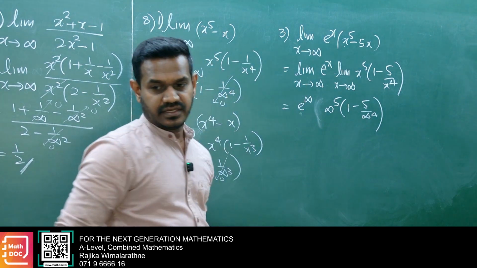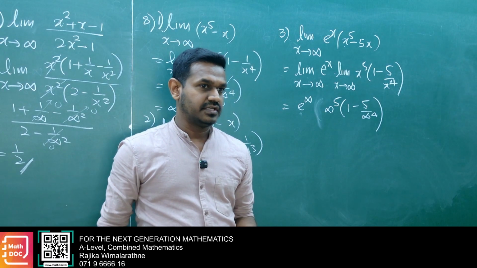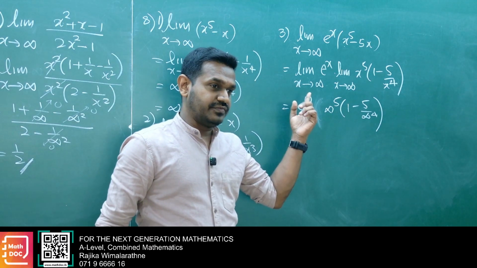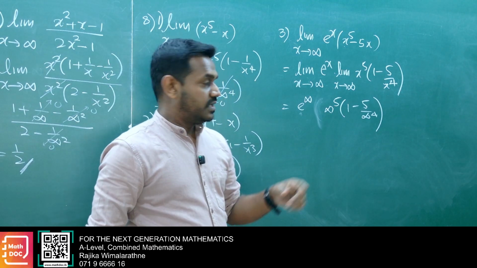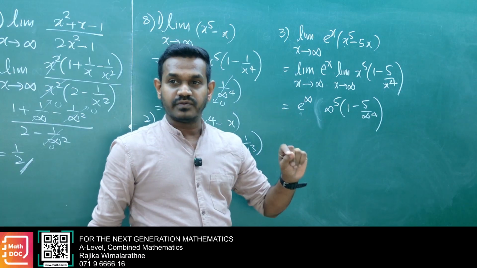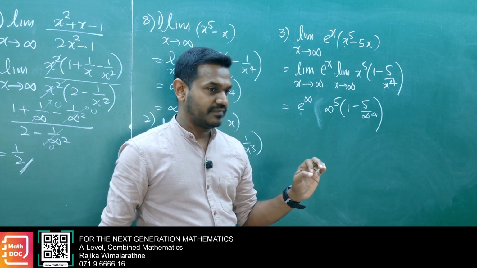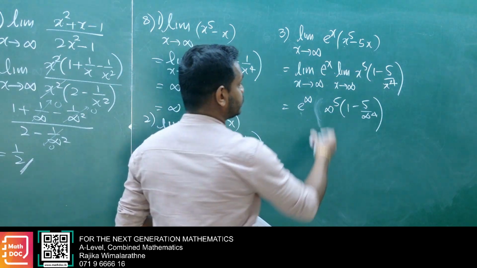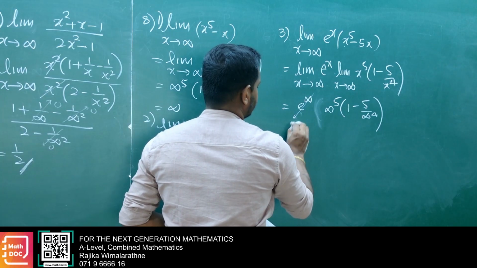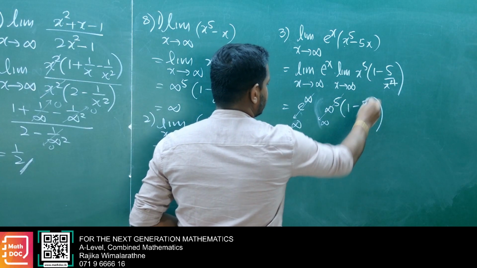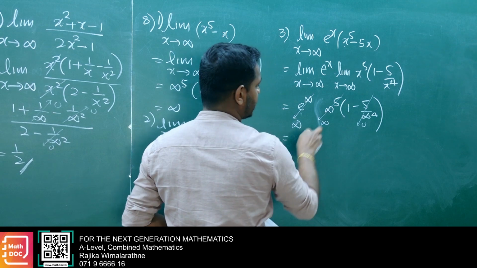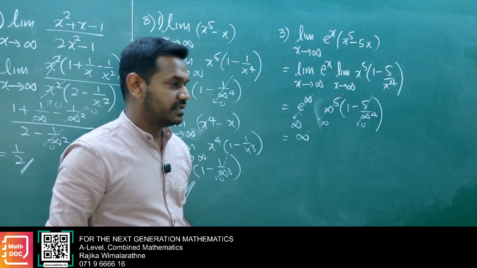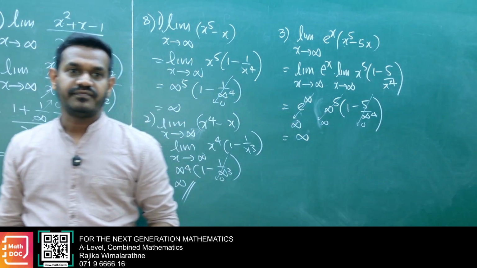e means the irrational number, around 2.7. Then 2.7 to the power infinity is surely infinity. So this goes to infinity. Here this goes to 0. Then infinity times 1. Answer: infinity. Take some time.